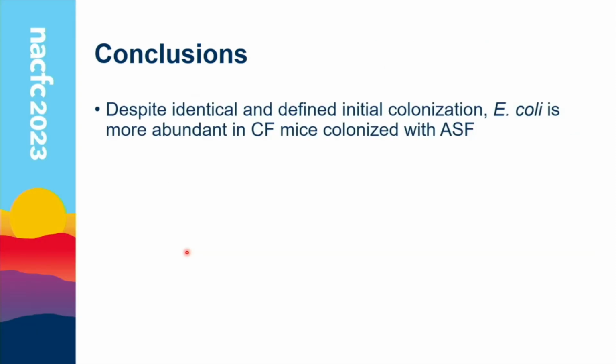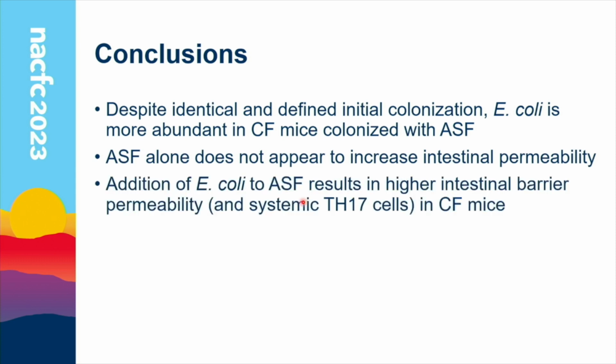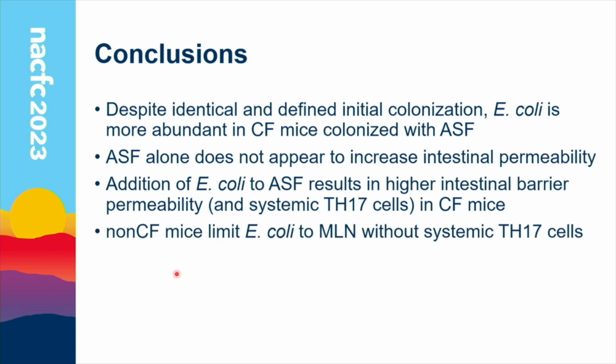So these are features of ASF that are consistent with what's seen in human CF samples. So in conclusion, I guess I went faster than I thought, but despite identical and defined initial colonization, E. coli is definitely more abundant in the CF mice colonized with ASF, but ASF alone does not appear to increase intestinal permeability, and you really need that ASF plus E. coli to now see higher intestinal barrier permeability and these systemic Th17 cells. And again, this was a commensal E. coli organism, and so potentially suggesting that it can be somewhat pathogenic in the CF context. We also showed that the non-CF mice are able to limit E. coli to the mesenteric lymph node without the systemic Th17 cells.